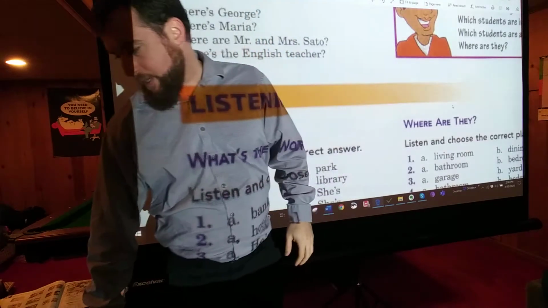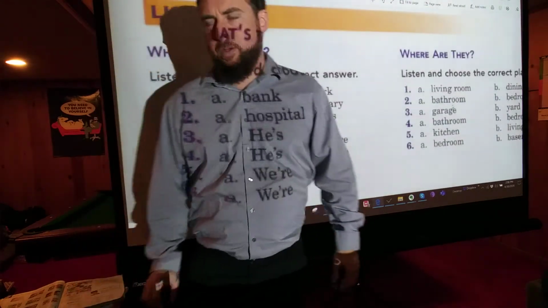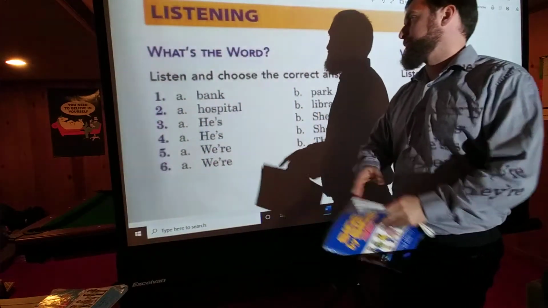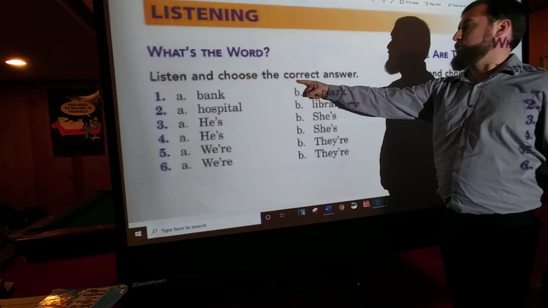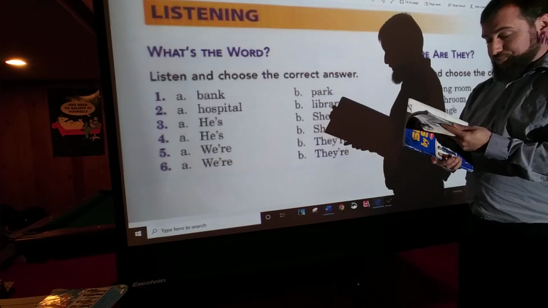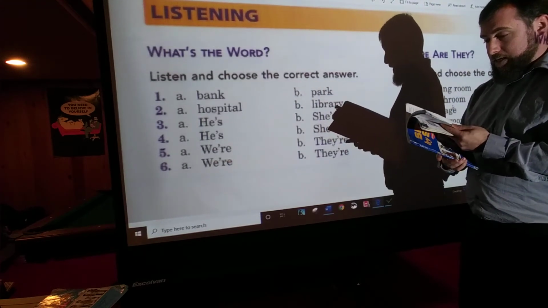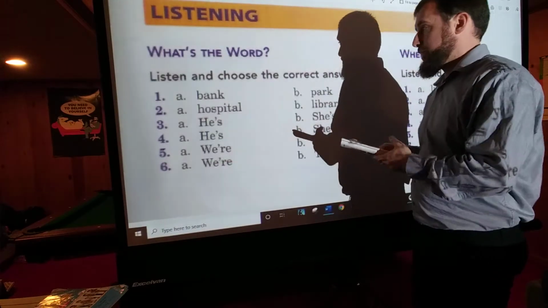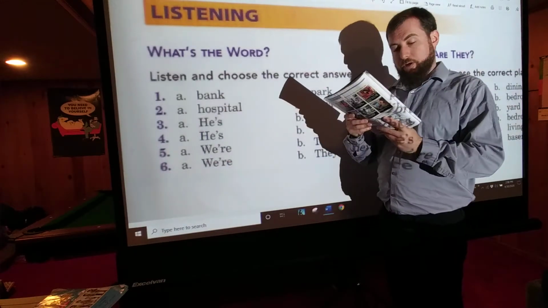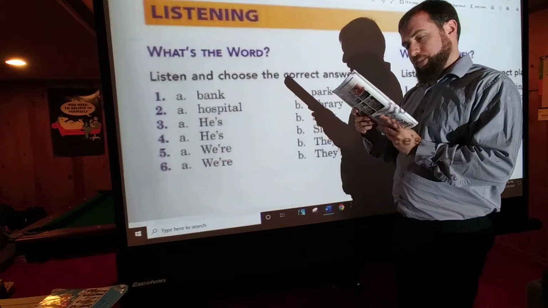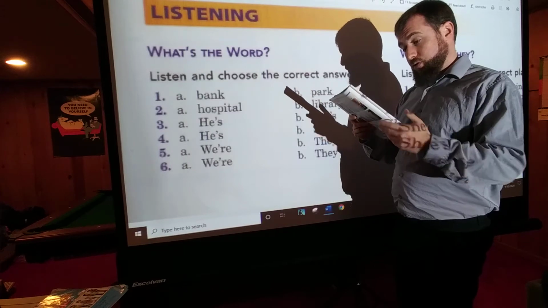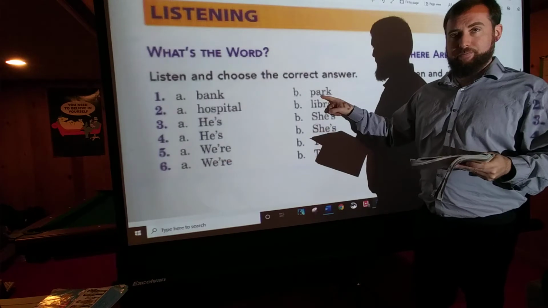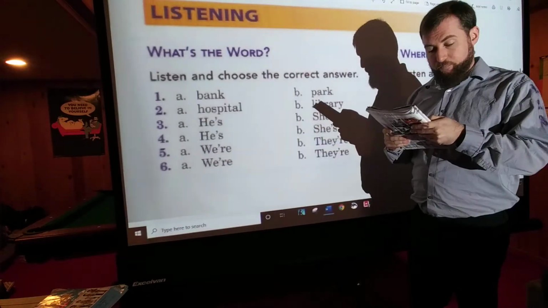Good. Right, so now we're going to take out this at the bottom. I want you to take out your printed copy of this. Listen and choose the correct answer. So, I am going to read a conversation to you, and you circle the word you hear. So in this first one, number 1, you're going to circle either bank or park. Okay? So circle what you hear.